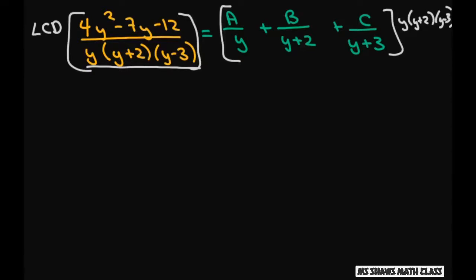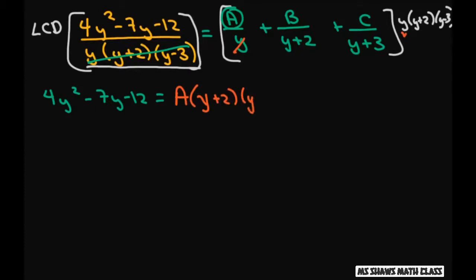Now what happens here, this part just cancels. So you get 4y squared minus 7y minus 12. And then when you look at the A, what you're going to write is A, and this y is going to cancel with this y. So it's going to be times (y plus 2) times (y minus 3). This should be minus.